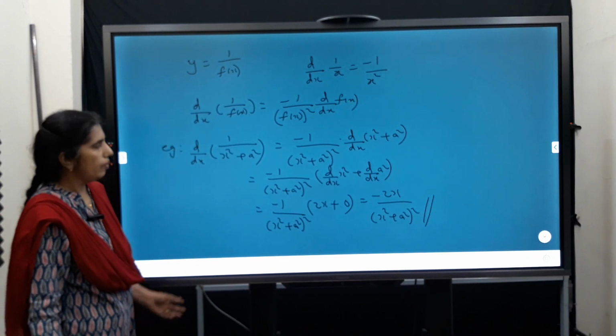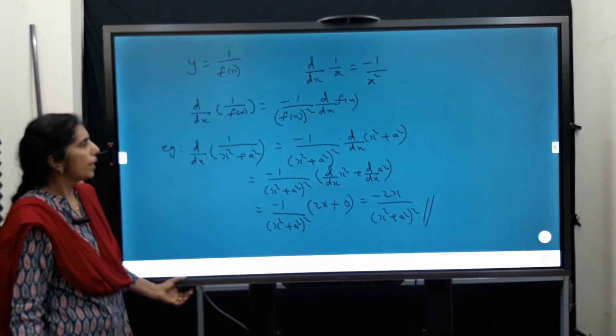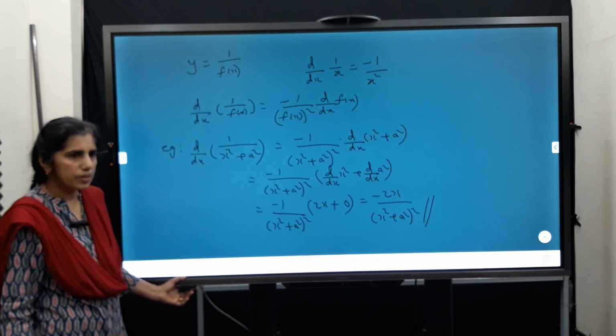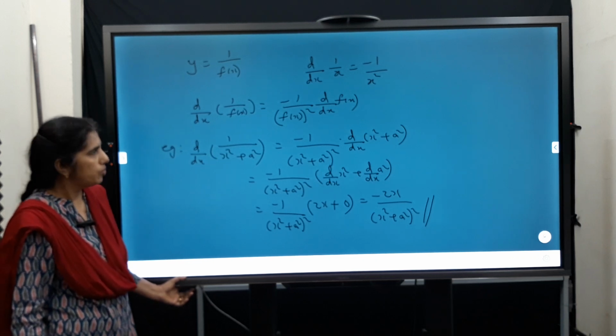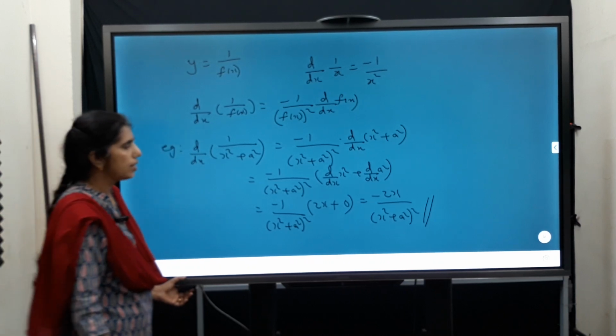So this is how we find derivatives of composite functions. Derivatives of composite functions we can find using chain rule or by using the direct formula.